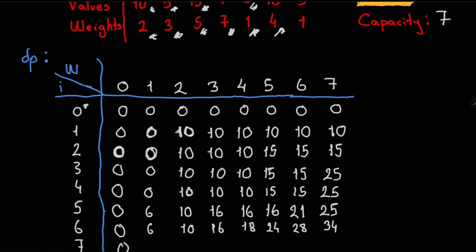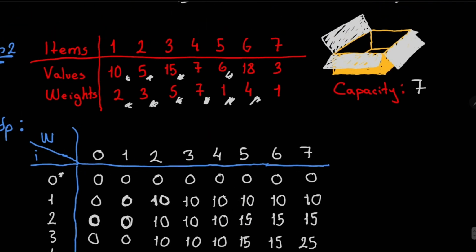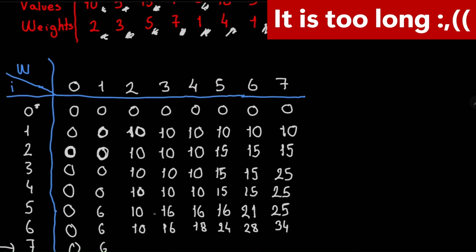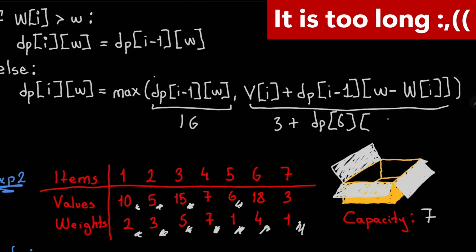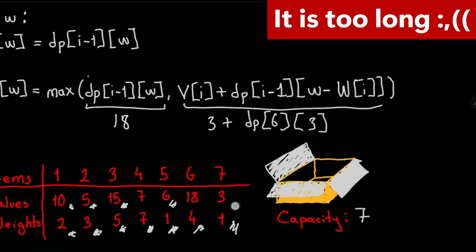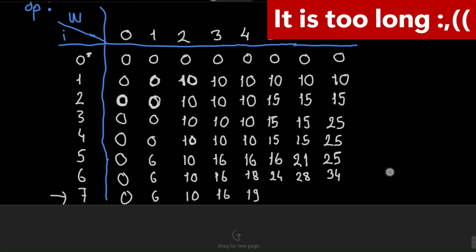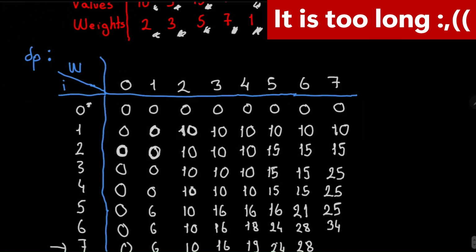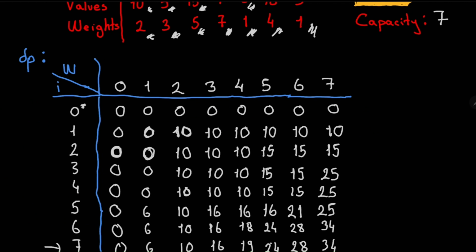Let's move with the last item. The item of 7 has a weight of 1. Oh gosh, we should look at each different capacities. Okay, finally, we have reached the maximum profit that we can reach. It is 34.